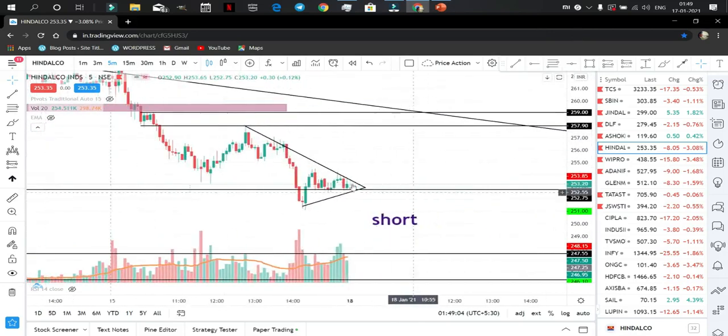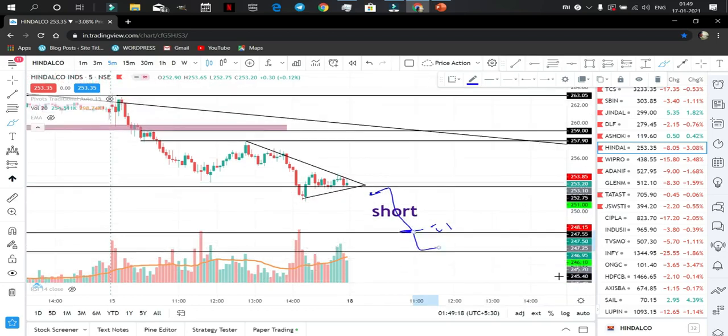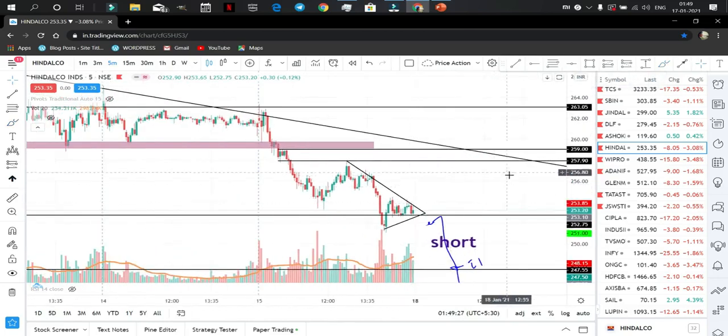So this is a triangle pattern that's being formed. Now this is not a perfect triangle pattern, so there's a big chance that it could fail, but if the stock opens gap down, takes a retest, then I can look for shorting opportunities, with this being the first target and this being the second target, or I can simply wait for target 2. So I'll only take short trades in Hindalco.